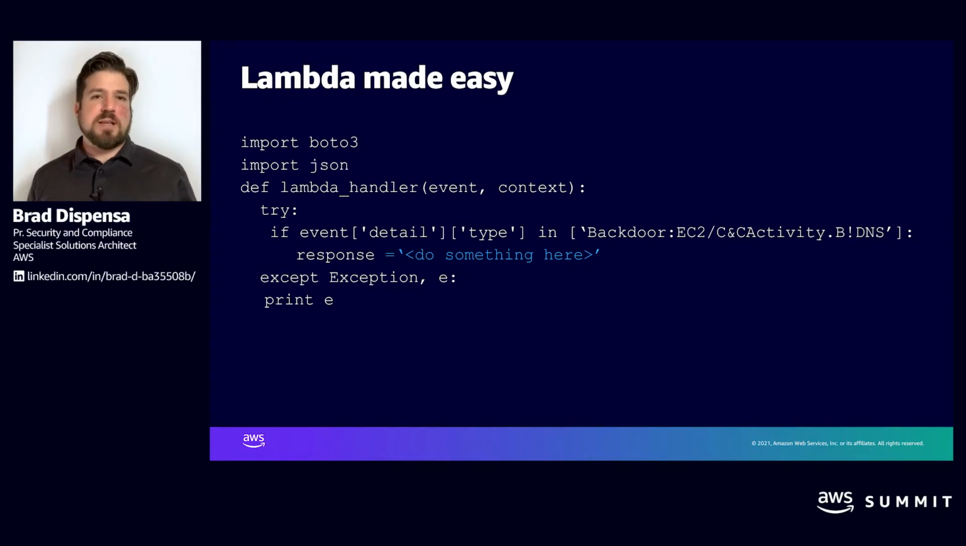This is an example of 9 lines of Python that will use a GuardDuty event notification, in this case, backdoor EC2 command and control activity communicating through DNS. And the response element here is whatever you would do from an API perspective when you receive that alert. So if you would isolate that EC2 instance by changing security groups or modify a network access control list or stop the instance, all of that is simply what you would do in that response field.